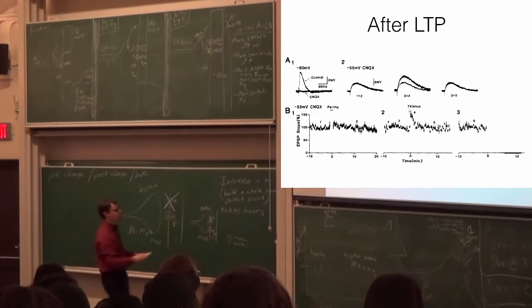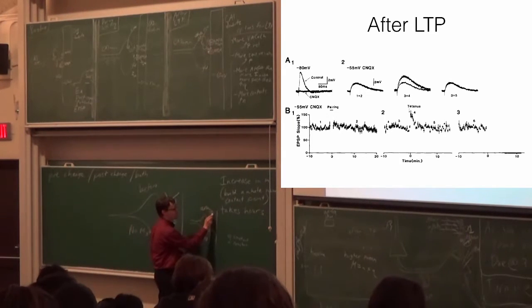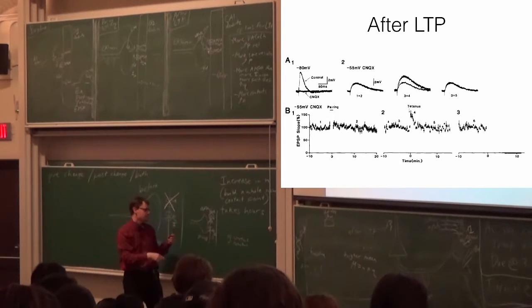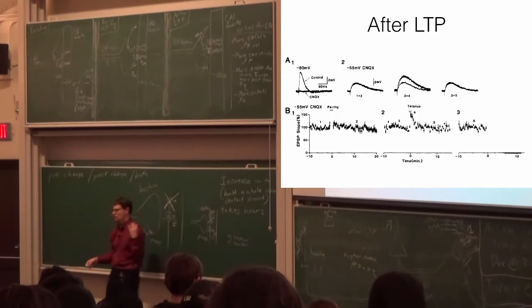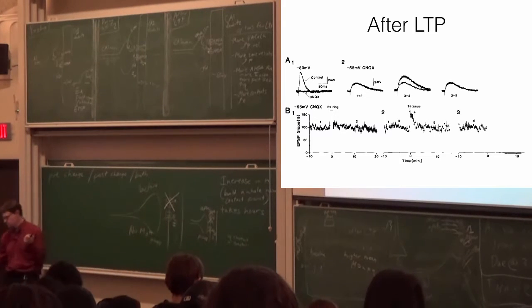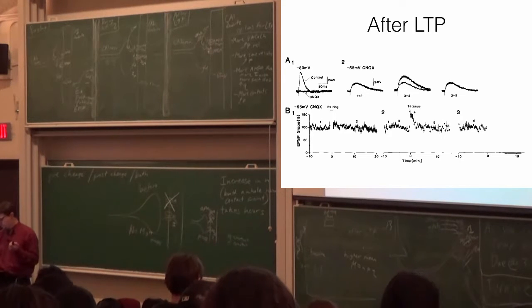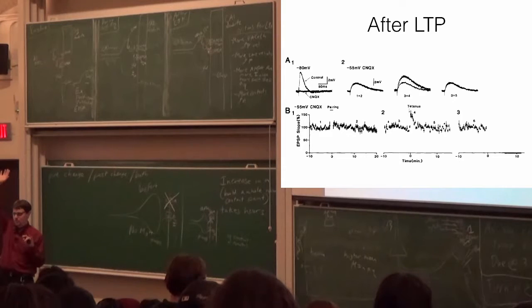And so they say, okay, well, probably what happens is some more AMPA receptors snuck in, but we had this drug on, so they got blocked as soon as they snuck in, and so that's why we don't see any increase in the postsynaptic response. Okay, what questions do people have about that experiment and the logic of it?